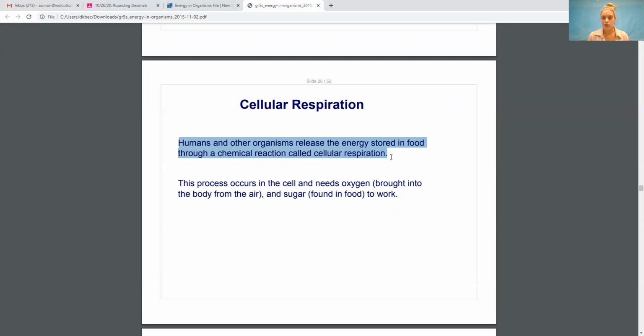So for cellular respiration to happen, you need two things, okay? You need oxygen and you need sugar, okay? The oxygen comes from the air, the sugar comes from the food. So go ahead and write that down. This process occurs in the cell and needs oxygen from the air and sugar from the food to work. So cellular respiration needs oxygen and it needs sugar.